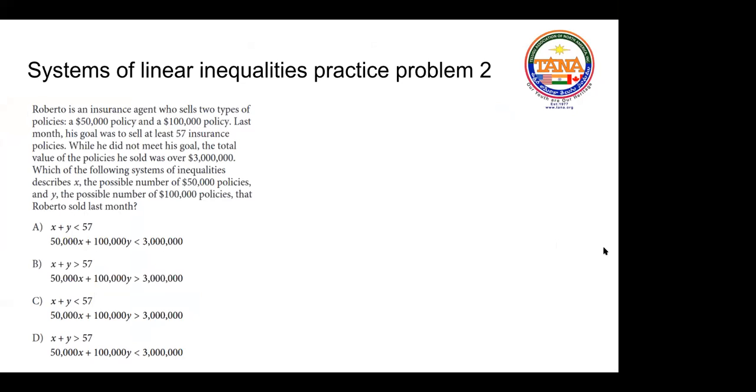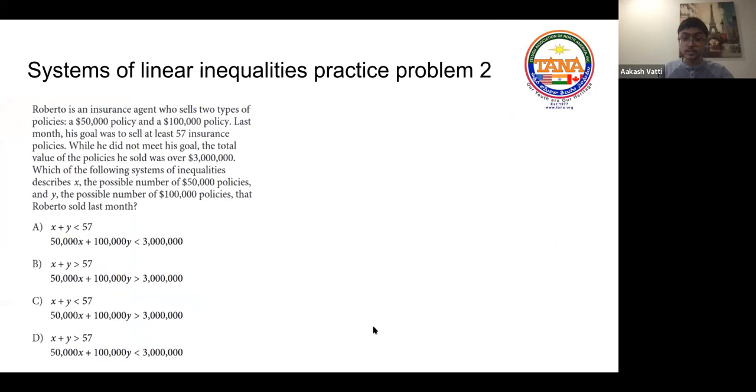Continue. All right, I guess that's enough time for people to answer this question, so we'll get started. First thing I noticed in here is you have a 50,000 policy and 100,000 policy. So you have two variables at least, one which is 50,000 X, and you have 100,000 Y. And he wanted to sell at least 57 of them. So you have X plus Y. You wanted to sell at least 57 of them, so it's greater than 57. But at the end, it says he didn't meet his goal, so it's going to be less than that.